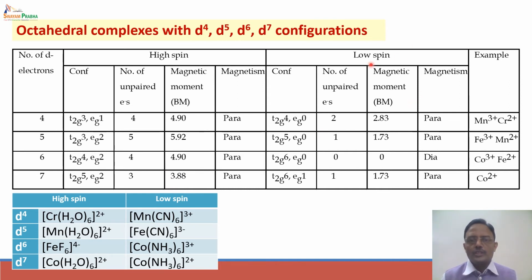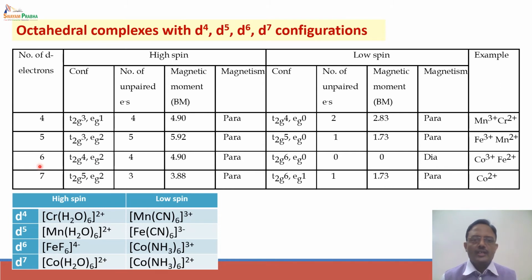In case of low spin complex, d4 system, since the electrons are paired up in the lower orbitals, there are only 2 unpaired electrons. As a result, the magnetic moment is 2.83 Bohr magneton. In case of t2g5 configuration, that is d5, all the 5 electrons are in t2g in the low spin state, and there is only 1 unpaired electron. As a result, the magnetic moment will be 1.73 Bohr magneton.